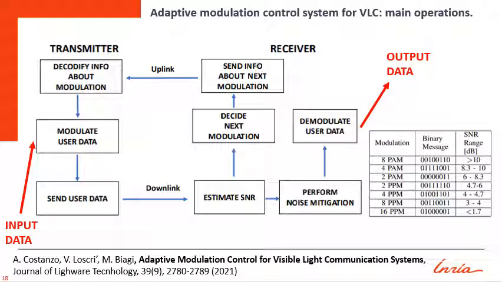In this system, we obviously need an uplink channel for communicating back to the transmitter the information about modulation control. So input data are modulated. They are sent to the receiver, which estimates signal-to-noise ratio. It further performs also a noise mitigation, and demodulates the data. But at the same time, the receiver decides, according to the criteria in that table, the next modulation, which is communicated back to the transmitter using the feedback channel. Now, we have already implemented this system using the same architecture, but a different software control. And this paper could be found in the reference I give you, which we wrote in collaboration with Professor Mario Biagi of University of Sapienza in Rome.